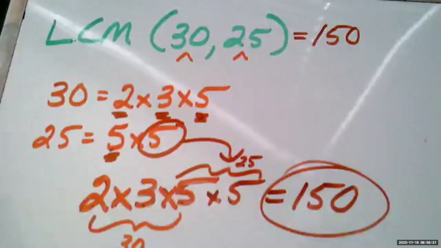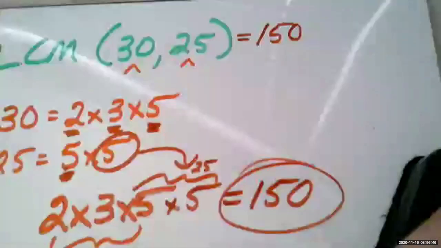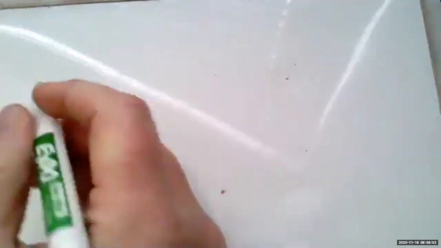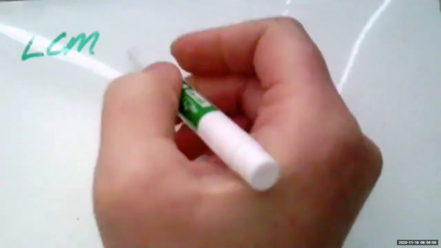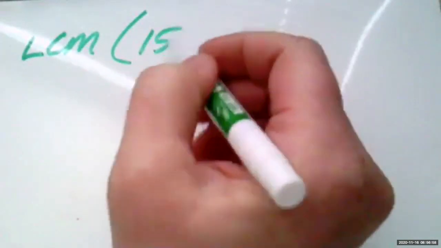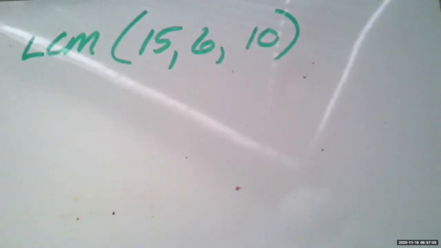This is also helpful when you have perhaps 3 different numbers that you're trying to find the least common multiple of. Let's do another one that has 3 numbers, because last week you guys were listing out all these multiples of 3 digits. How about 15 and 6 and 10?